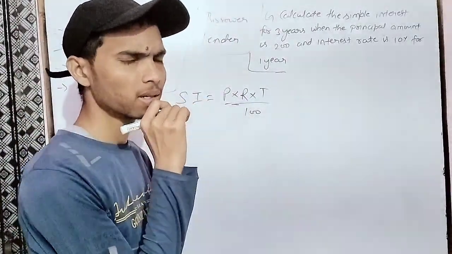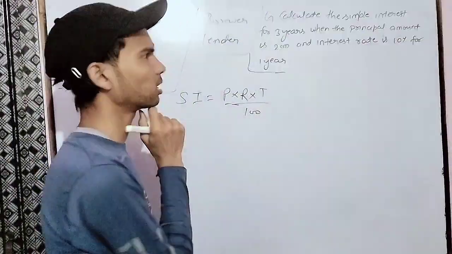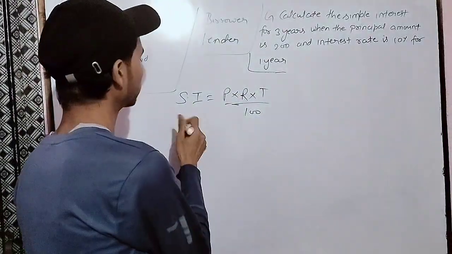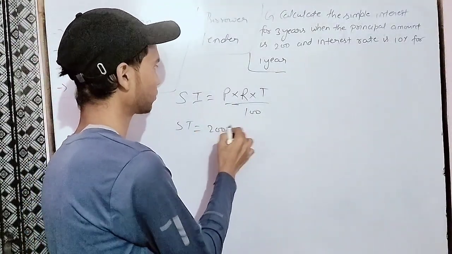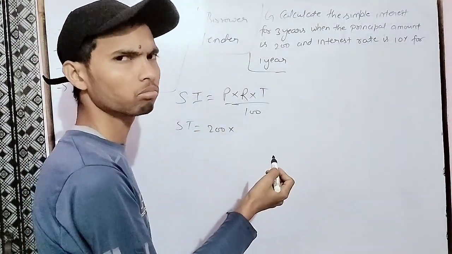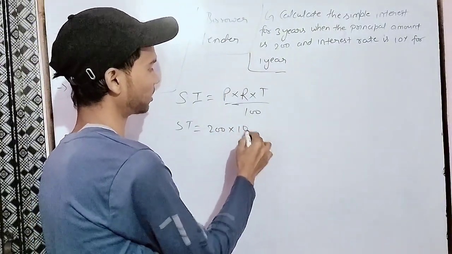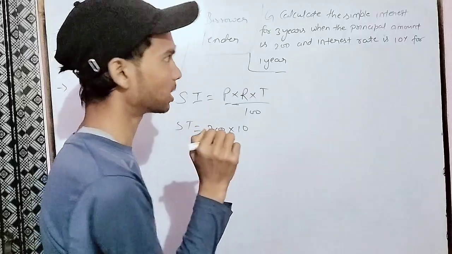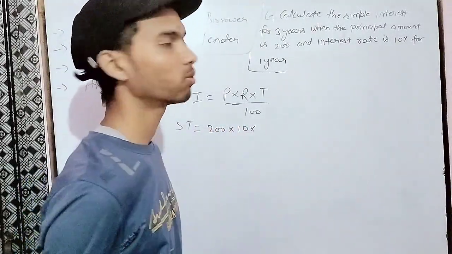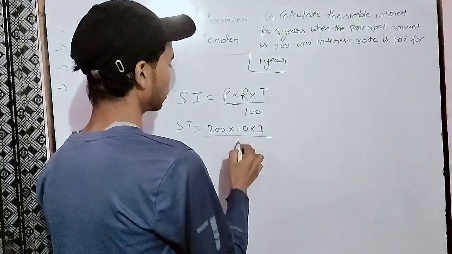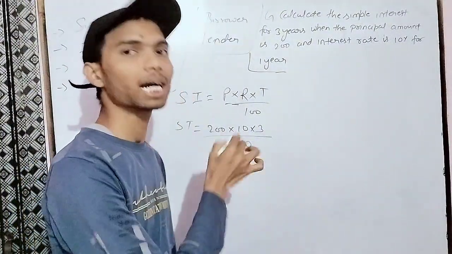Do we know what the simple interest is? No, we don't. This is what we have to find. So P is how much? 200. R is what? The rate. The interest rate is 10. And 100 is what? Percentage. And T is 3 years. So 200 times 10 times 3 upon 100. Now it will be simplified.